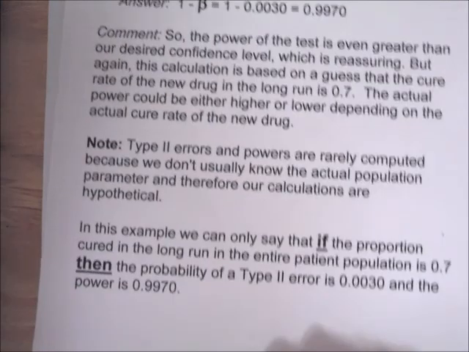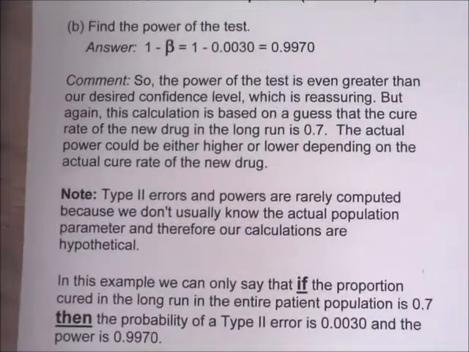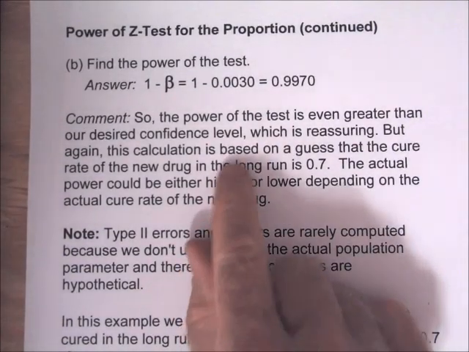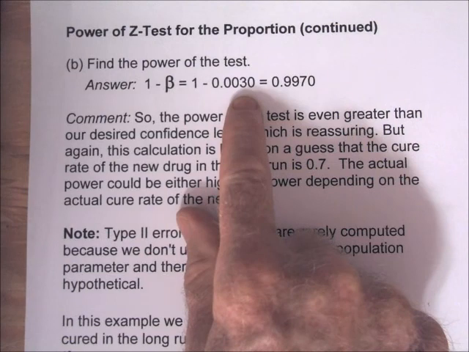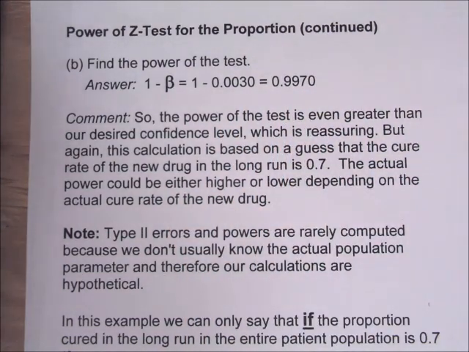And then the power of the test, part B, is 1 minus beta, or 1 minus the probability of a type 2 error. So it's going to be 1 minus 0.003, or 0.997. So the power of the test is even greater than our desired confidence level, which is reassuring. But again, this calculation is based on a guess that the cure rate of the new drug in the long run is 0.7. The actual power could be either higher or lower.